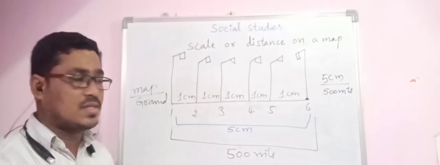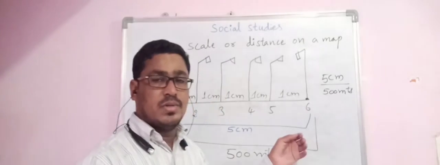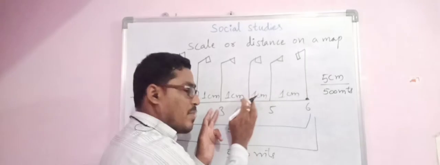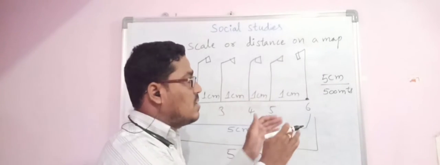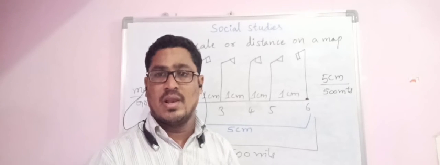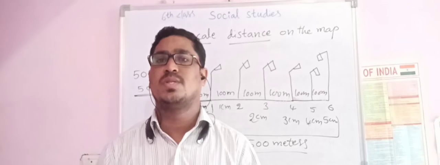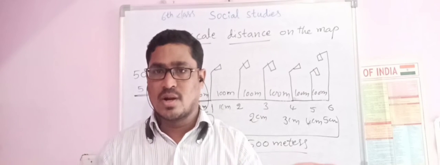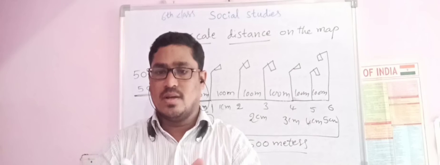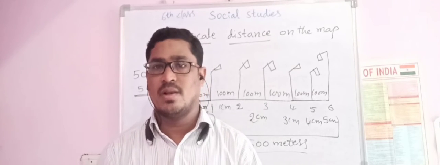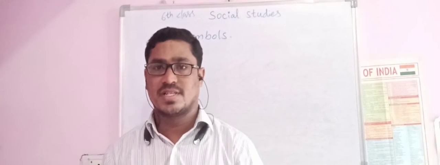The scale means the ratio between the distance of two places on the map and the actual distance on the ground. This is known as scale. The use of the scale is to show actual distance on the ground by reducing it on the map. That is a scale.